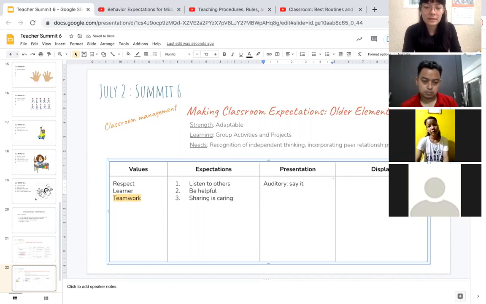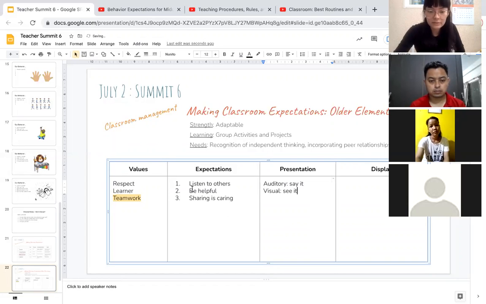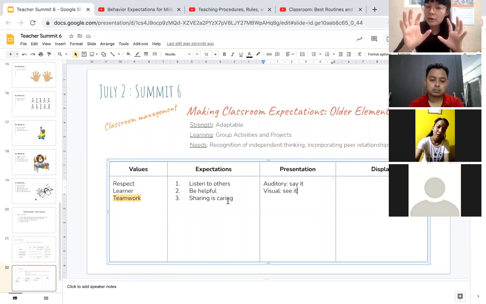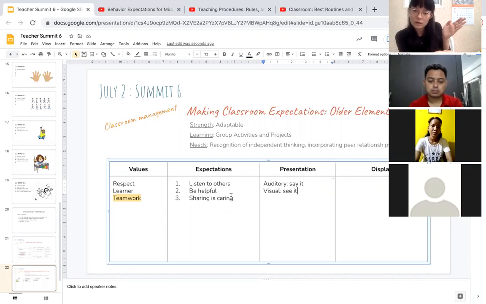Another way is visual. So see it. So you could write this down. For older elementary, they can read. You can write this down. Listen to others, be helpful, sharing is caring. Or find pictures, and then you could paste it on the wall. So that's another way.